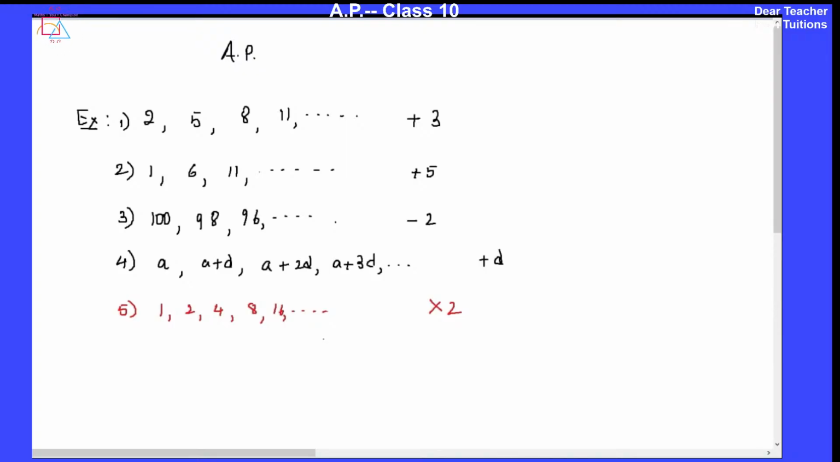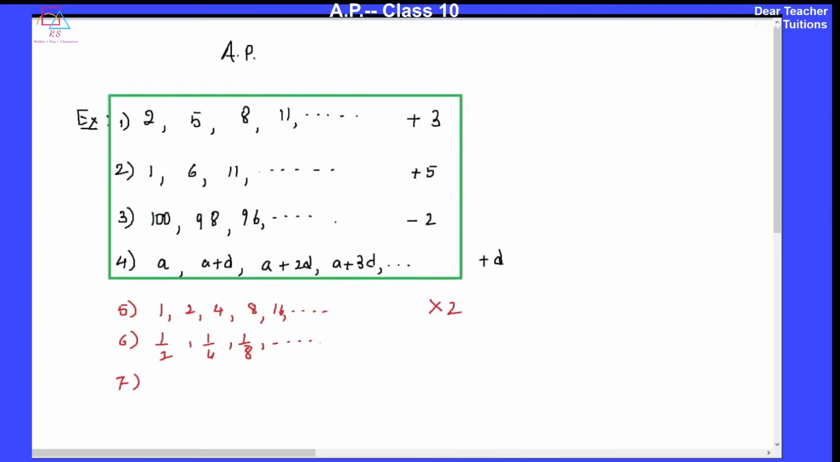You are going to learn this in the intermediate, or 11th and 12th classes. This is geometric progression. Okay, I'll give you one more: 1 by 2, 1 by 4, and 1 by 8, and so on. This is also a progression, but these are not arithmetic progressions. Only the first 4 examples, where we add or subtract to a term to get the next term, are known as arithmetic progression.